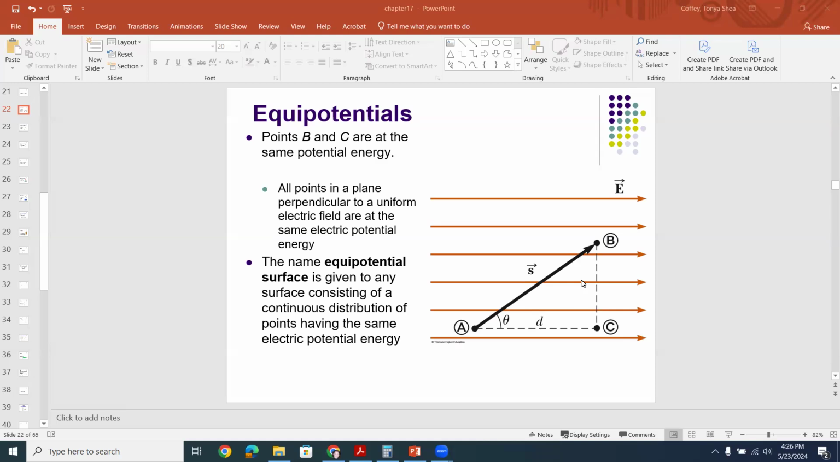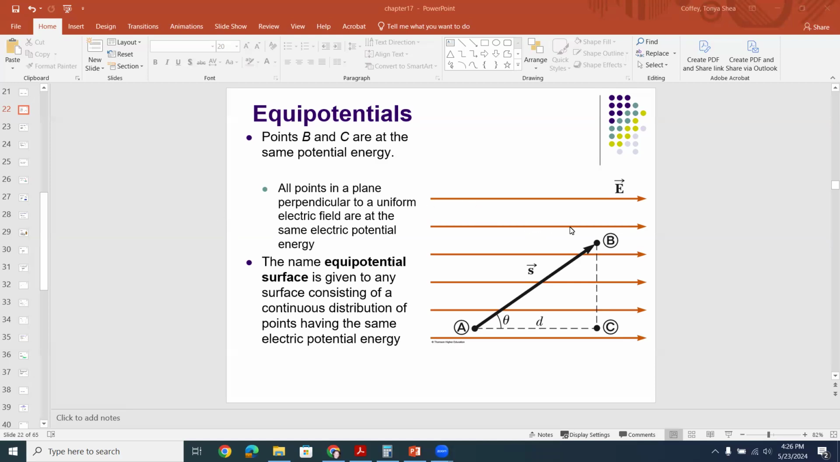Now, if that's really complicated, you don't have to remember it, but just remember that if you draw a line or a plane that's perpendicular to the electric field lines everywhere, those points will all be at the same electric potential energy or voltage, as it turns out. And we call those equipotential surfaces, okay? So an equipotential surface is all points in a plane perpendicular to the uniform electric field, or to an electric field, and they're going to be at the same electric potential energy.